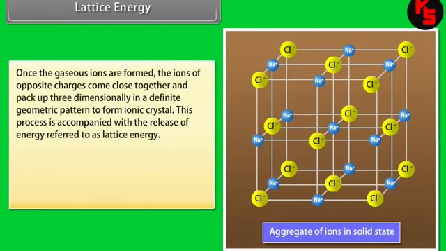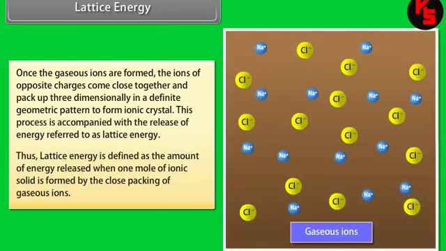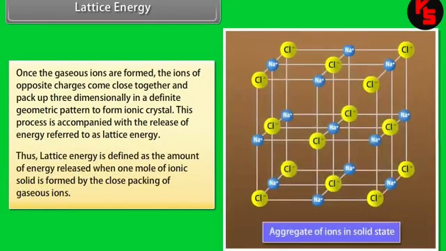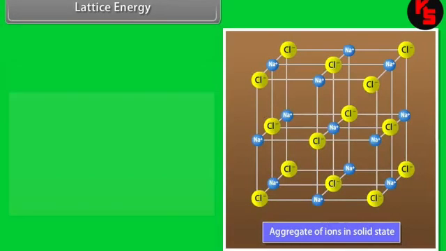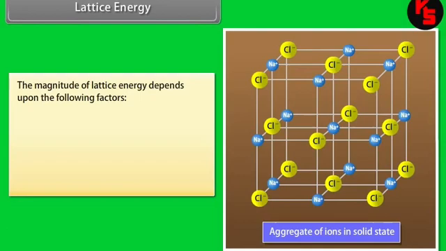Lattice energy. Once the gaseous ions are formed, the ions of opposite charges come close together and pack up three-dimensionally in a definite geometric pattern to form ionic crystal. This process is accompanied with the release of energy referred to as lattice energy. Thus, lattice energy is defined as the amount of energy released when 1 mole of ionic solid is formed by the close packing of gaseous ions. The magnitude of lattice energy depends upon the following factors.